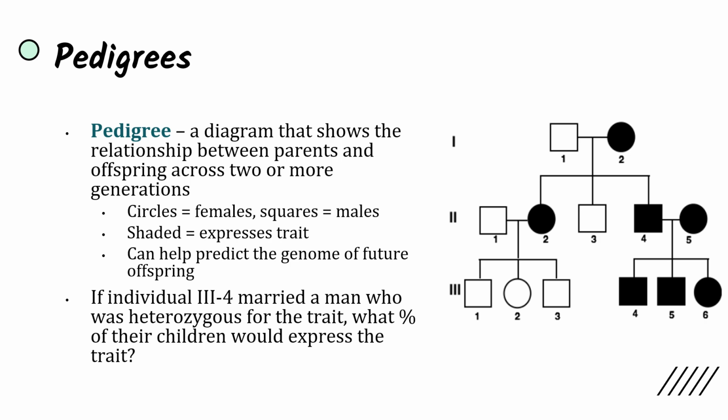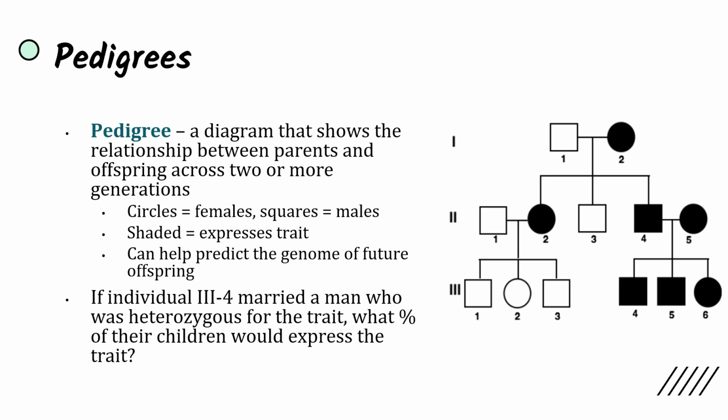Lastly, we've got to talk about pedigrees. A pedigree is a diagram that shows the relationship between parents and offspring across two or more generations. It can demonstrate which of the people within the family are going to have or express a certain trait and what gender they are. As you can see here, circles represent females and squares represent males. When the circle or square is shaded, that means that individual expresses the trait. And you can help predict the genome of future offspring.